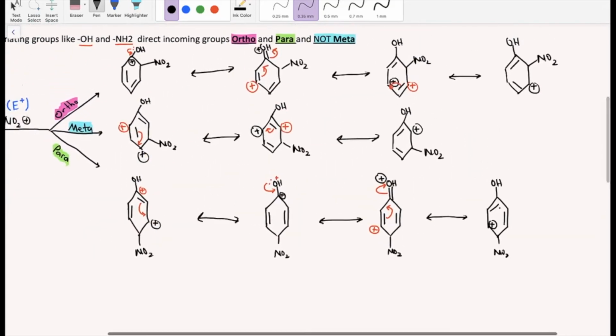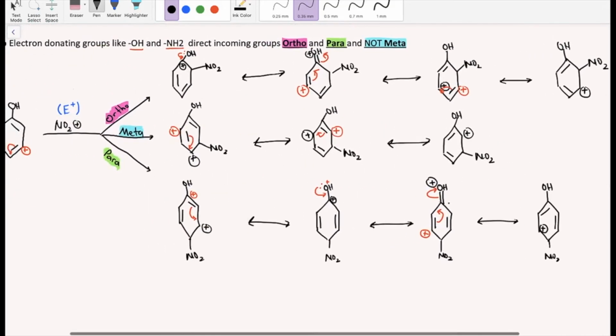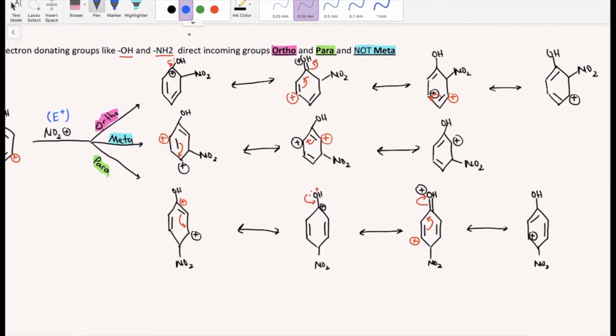So as you can see, and this is our last and final resonance structure, as you can see in the ortho and para position, we have how many resonance structures? 1, 2, 3, 4. So we have 4 total resonance structures for ortho. 4. How many for meta? 1, 2, 3. So we have 3 here. And we have 1, 2, 3, 4.